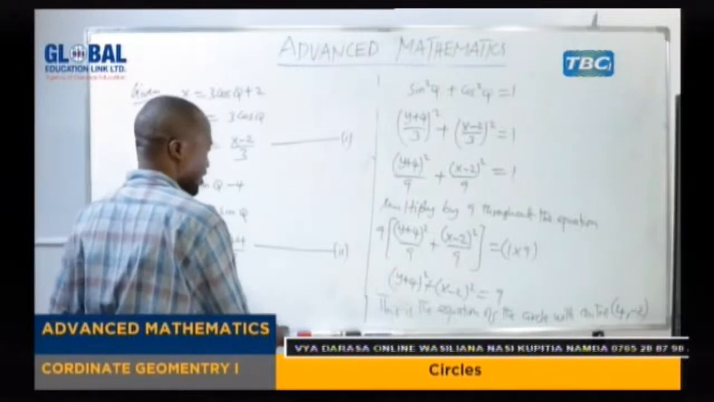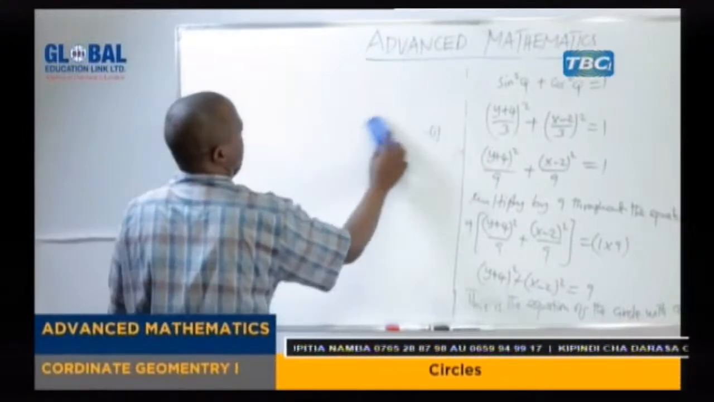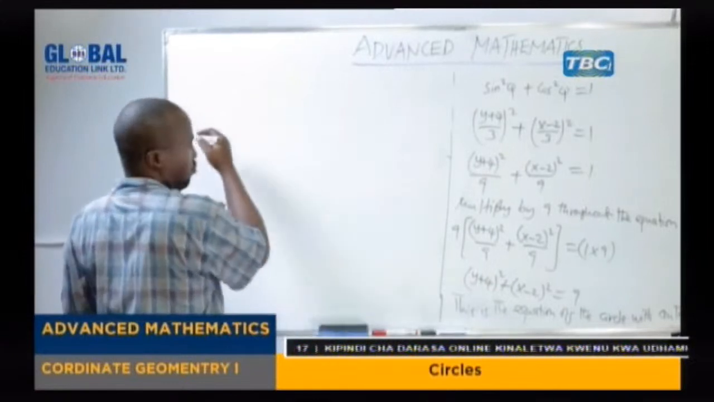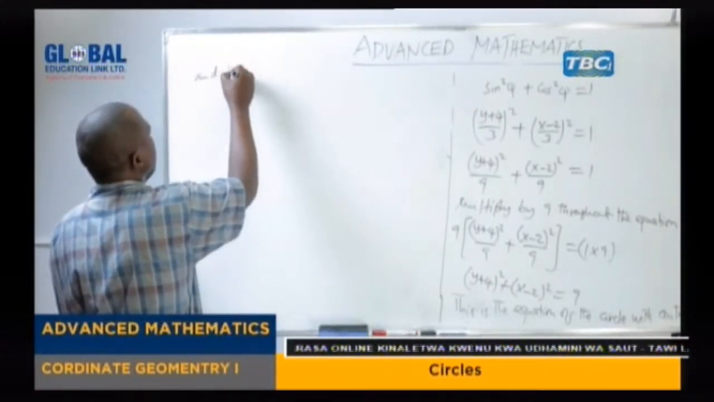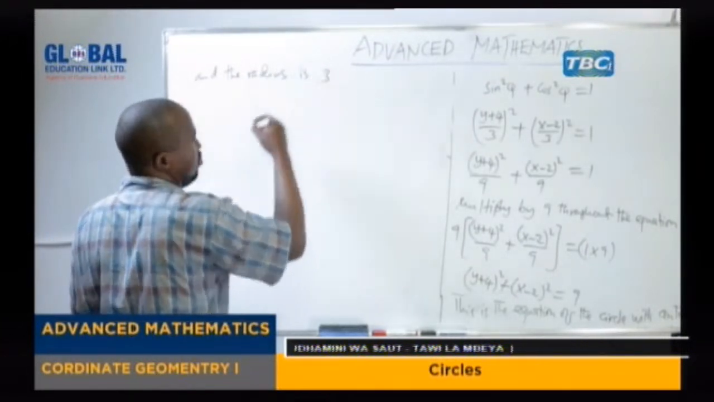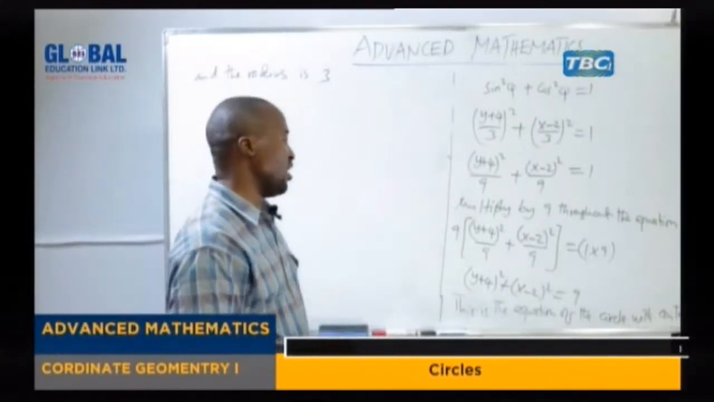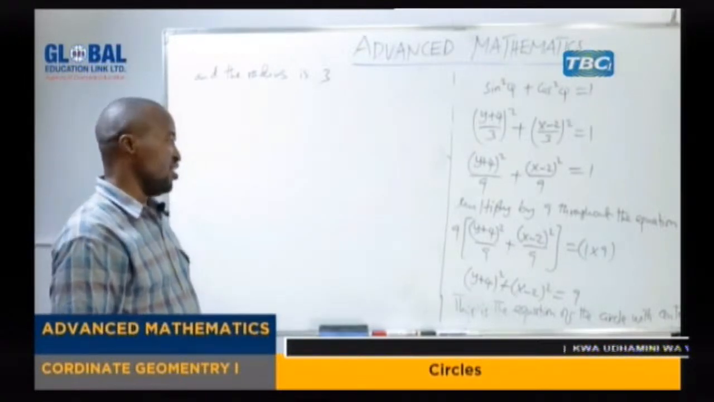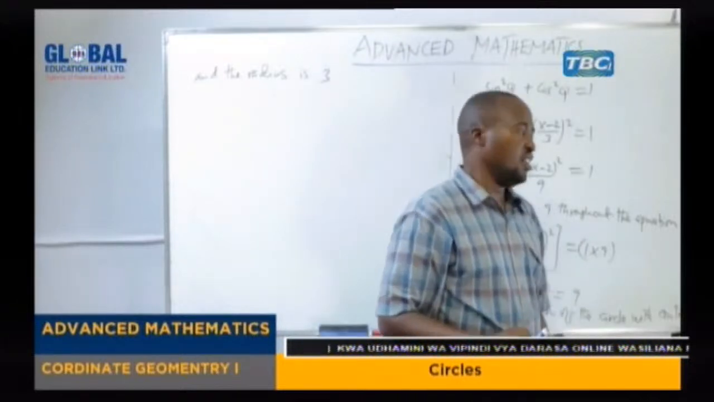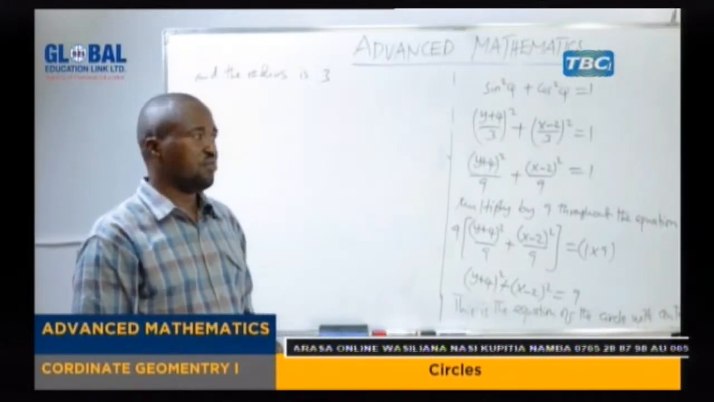But again, the radius of our circle will be equal to 3, because here we have 9, and remember this is r squared, so r will be equal to 3. So my dear students, that is how to show which kind of equation of given coordinates can represent a circle.